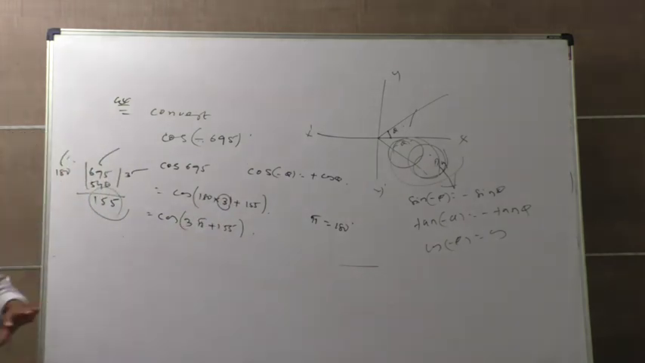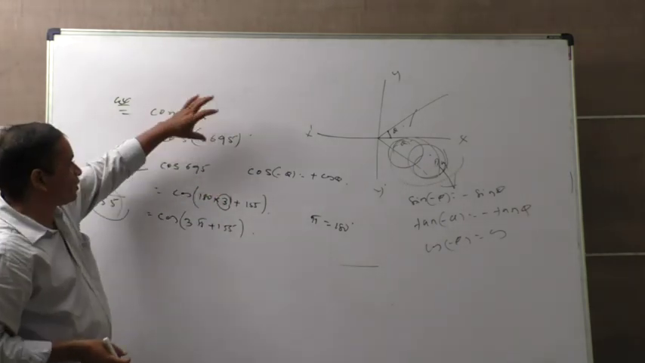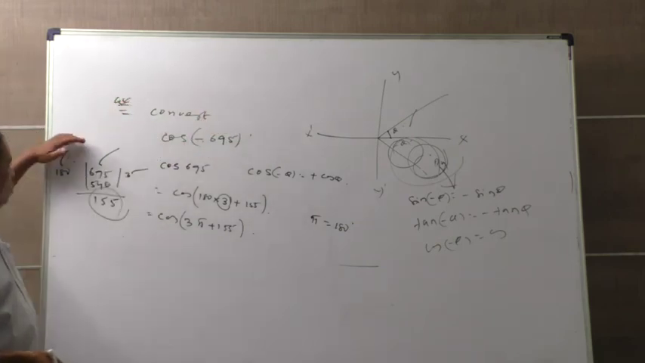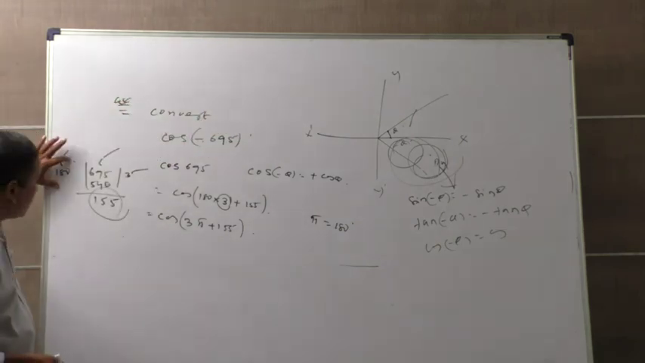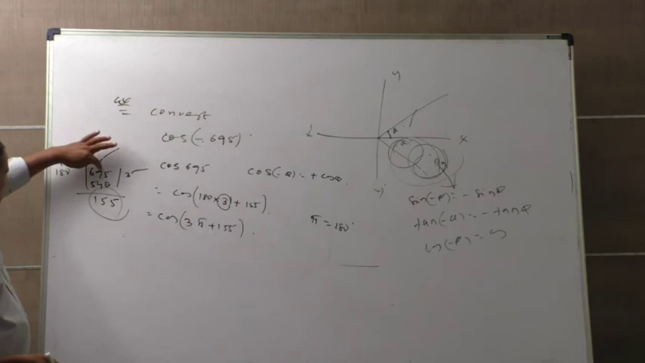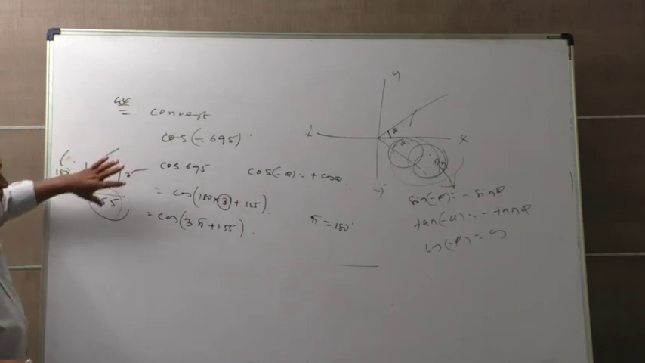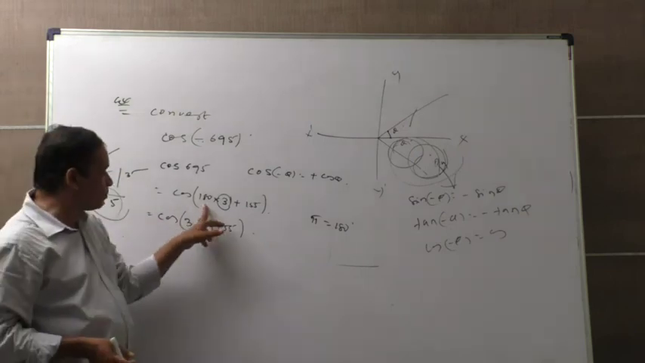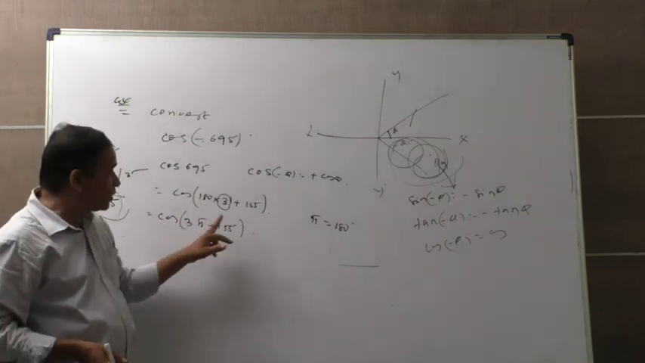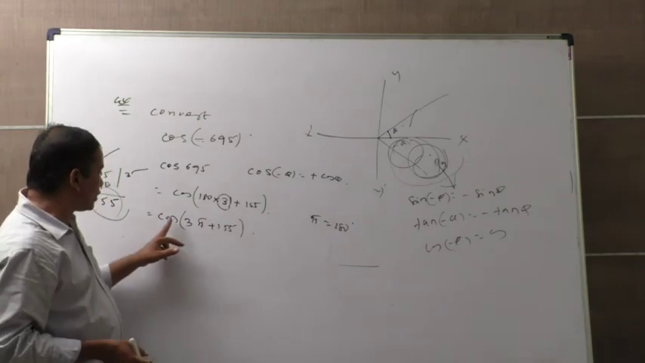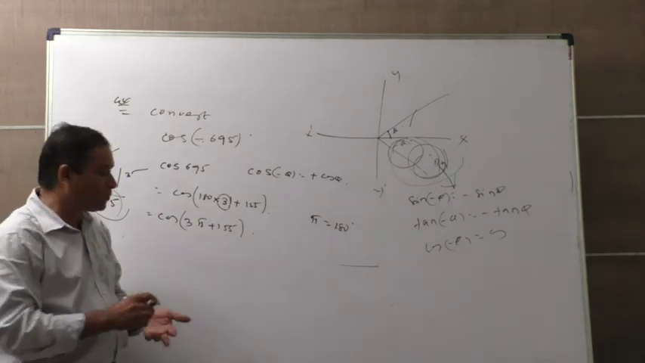You understood or not? So first use this. If there is a large number, divide the number by 180. By the long division rule, the dividend is divisor into quotient plus remainder. Now in the place of 180, put pi. The quotient is the integer, so cos of 3 pi plus 155.